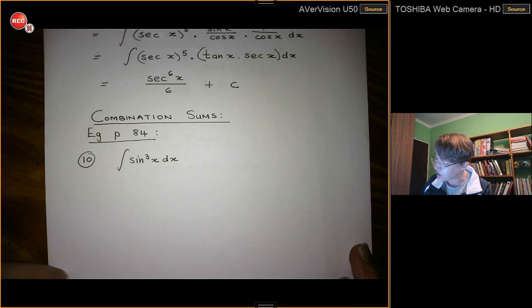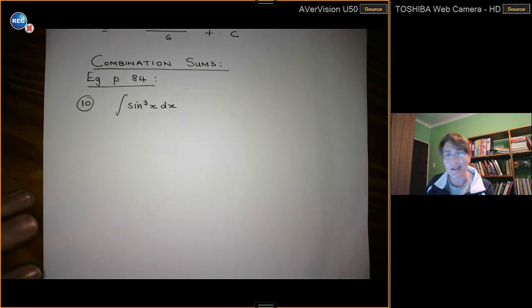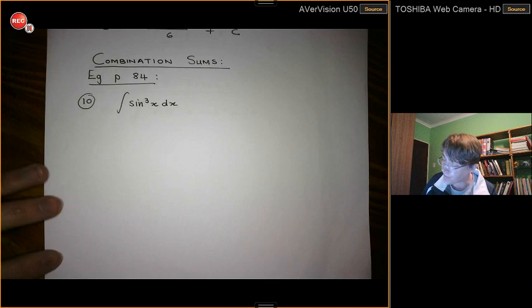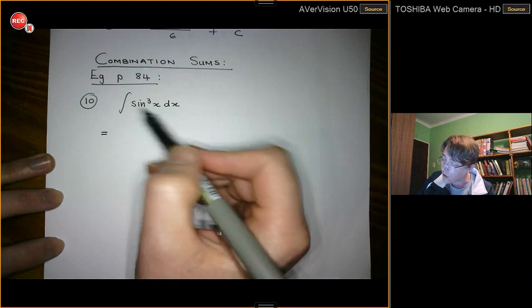Now we do have a couple of combination sums that we need to do. Nothing too serious. I am going to speed it up ever so slightly, just so that the video doesn't get too long. But I think you guys understand that the trig integration does take a little while to get through. Now with this one, the reason I call it a combination sum is quite simple. It starts by saying it's the integral of sine to the power of 3 x dx.